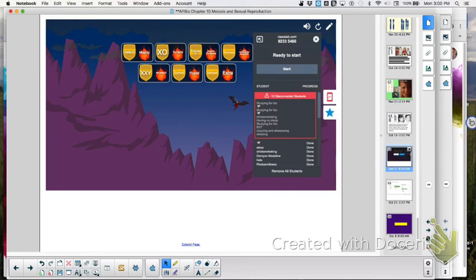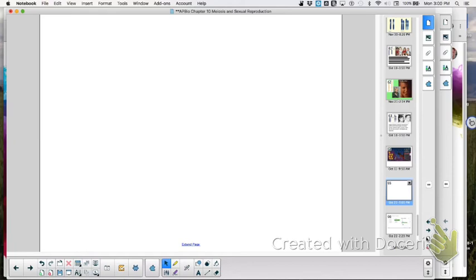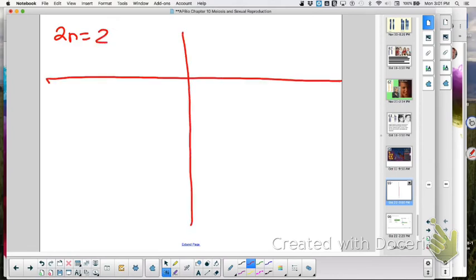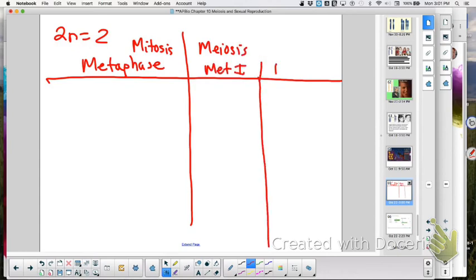Another thing you probably want to be able to do is if I said, please draw for me a picture of a cell in mitosis, metaphase, diploid number 2. So 2n equals 2. Could you draw that?